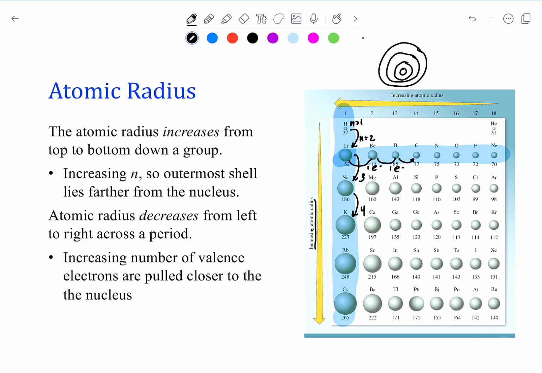Now it's not a large difference, because once you start to get into that outermost shell, all of the valence electrons are in the same shell. So we see that those atomic radii, especially for like nitrogen, oxygen, and fluorine, are very close to each other. So it's not a large change in the trend like we see when we go down a group. But what's happening is as you're increasing the number of valence electrons, those are being pulled closer to our nucleus.